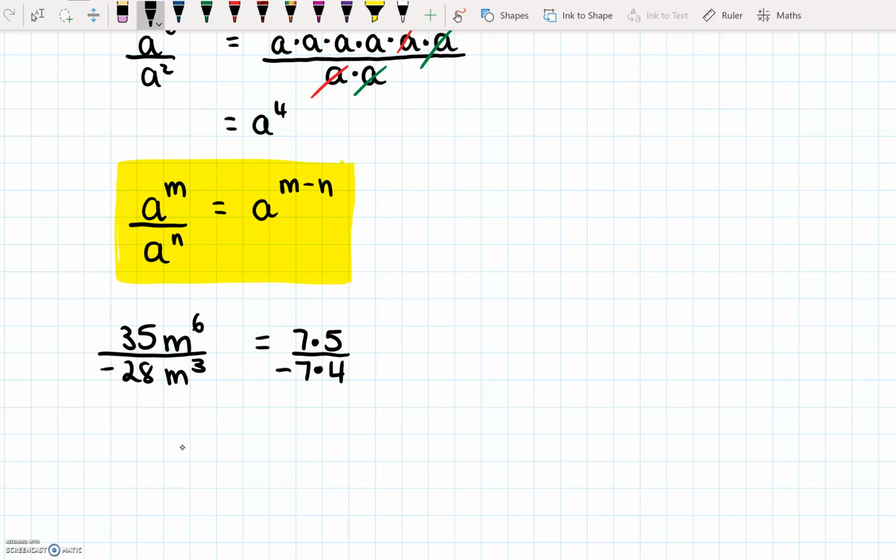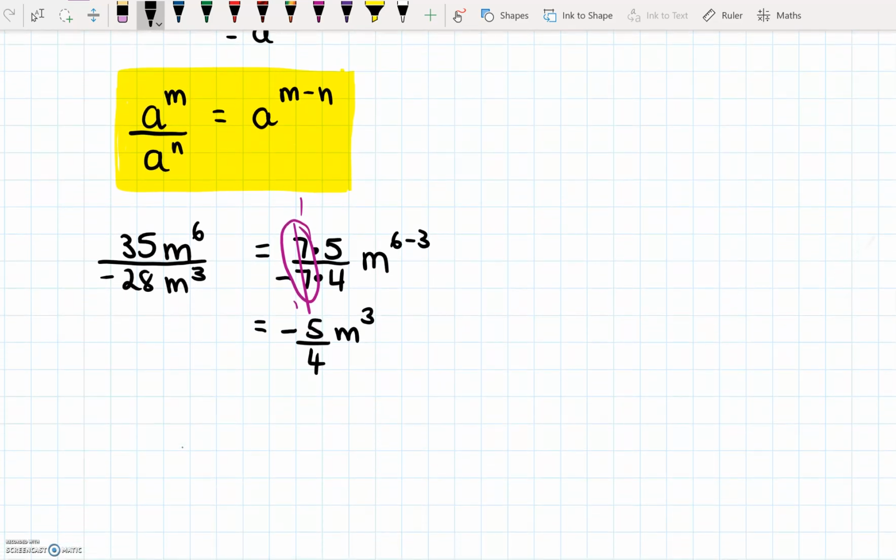Okay, and then this is all going to be multiplied by m to the power of, and now this is where we use our index law here. We've used m's again, so that may be a little confusing, but now we have to subtract the powers. So it's going to be 6 minus 3. Now you should be able to see here that these 7's can magically cancel out. Just be careful not to cancel out the negative. That negative is important. So what we're going to get here is minus 5 over 4 m to the power of 6 minus 3, which is 3. Okay, and that's it.